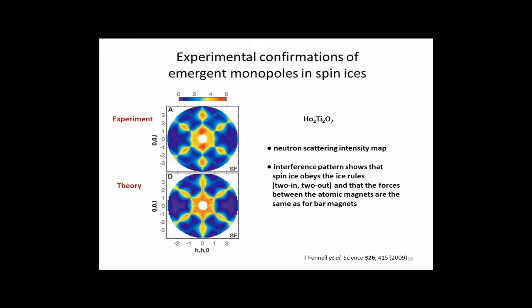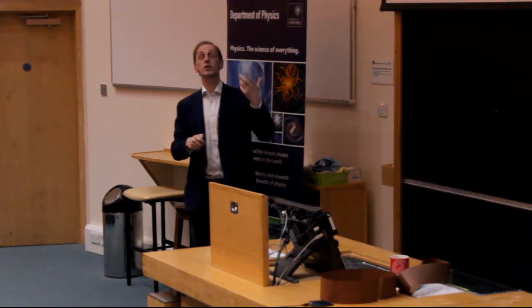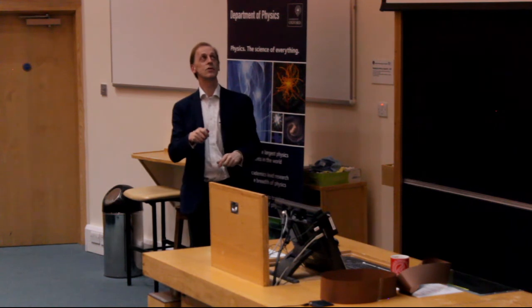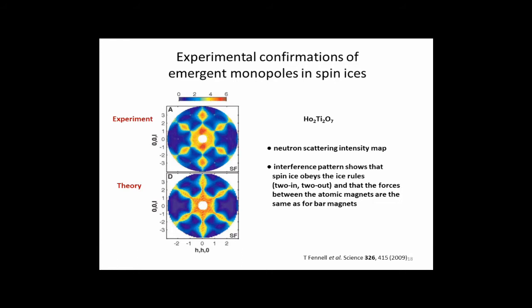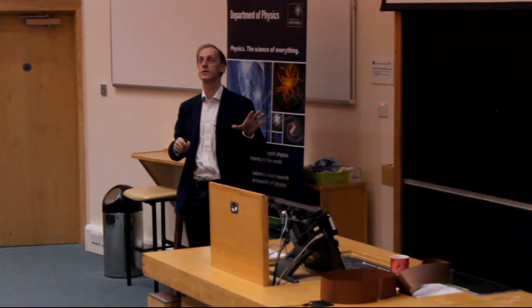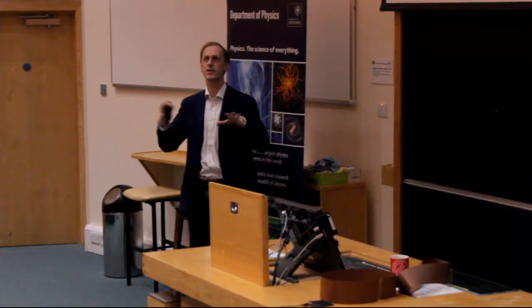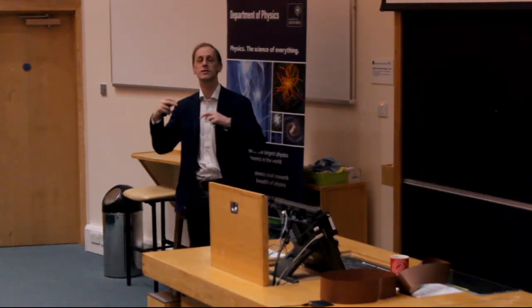I've represented that here by making a simulation of what you'd expect the interference pattern to look like if you had in fact the 2 in, 2 out structure. And you can see that the model, the simulation, has a strong resemblance to the experimental data. So this confirms that the stable, natural state of spin ice is with 2 spins in and 2 spins out.